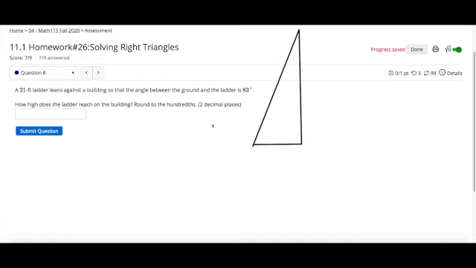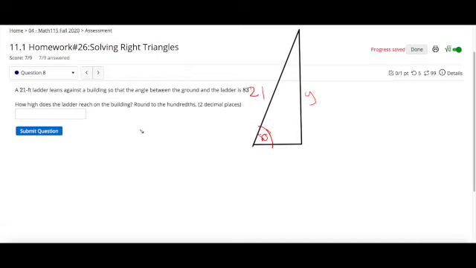Okay, and now they want 2 decimal places. They keep going back and forth about what they want, but that's okay. How high does the ladder reach? Pretty high, because this is a pretty steep angle. It also means that this is pretty close to the ground. This is 21. And I have 83 degrees, right? There's always going to be something you're missing and something you're given.